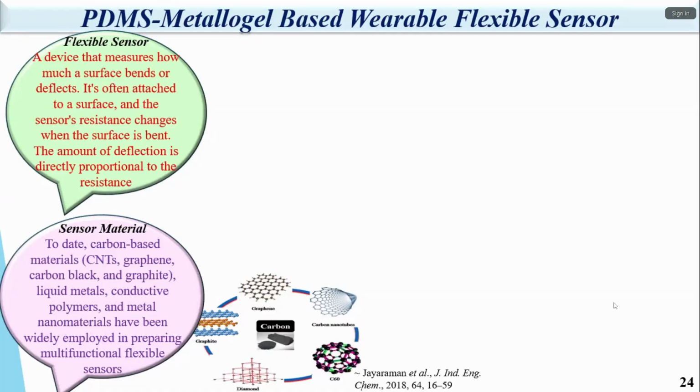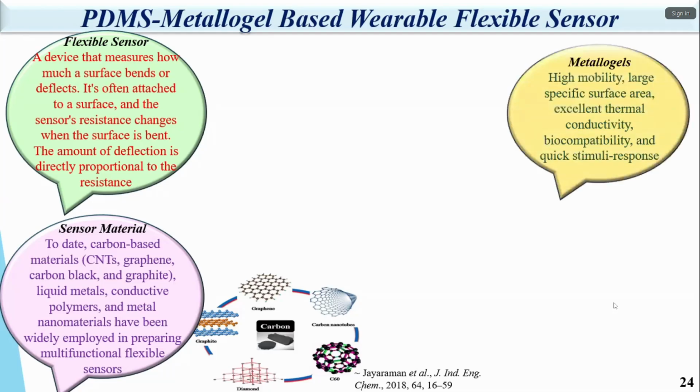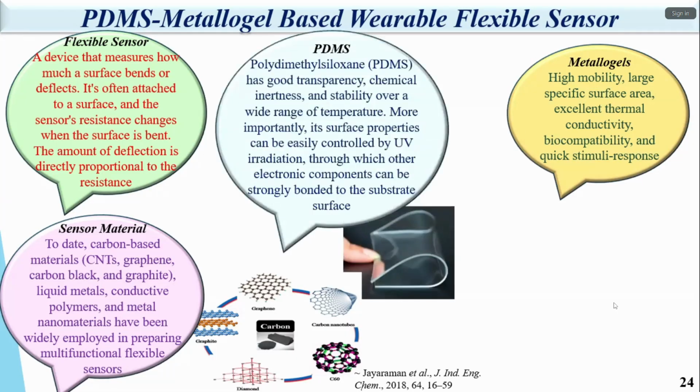To date, carbon nanotubes, graphene, carbon black, graphite, liquid metal, conducting polymers, and metal nanomaterials have been widely employed in preparing multifunctional flexible sensors. So we could use metal gels in place of these sensor materials because of their high mobility, specific area, thermal conductivity, biocompatibility, as well as quick stimuli responsiveness.